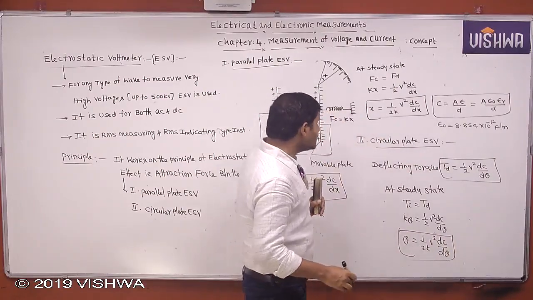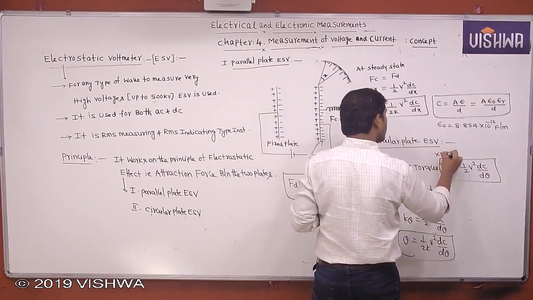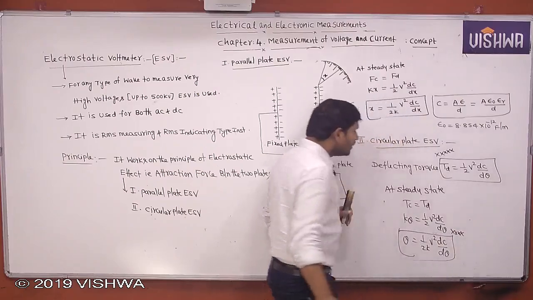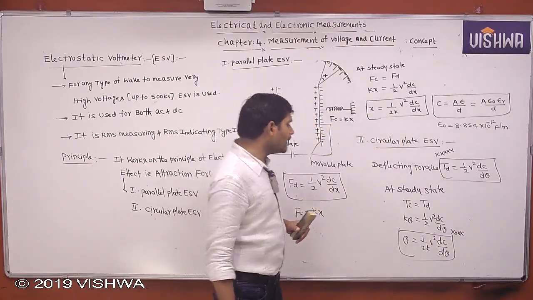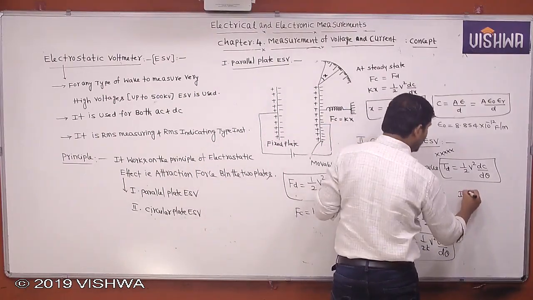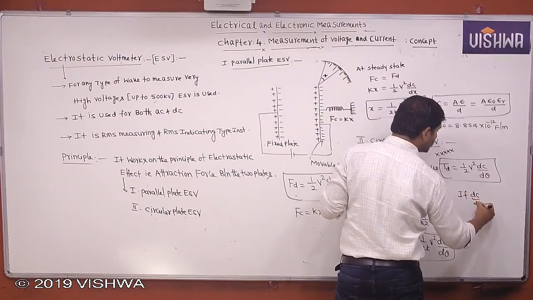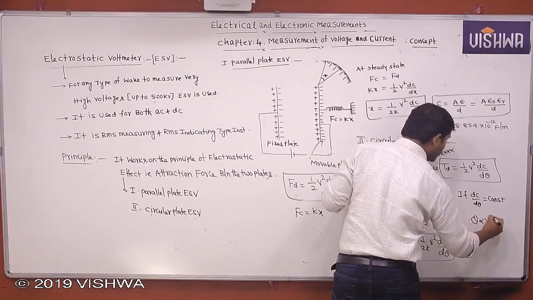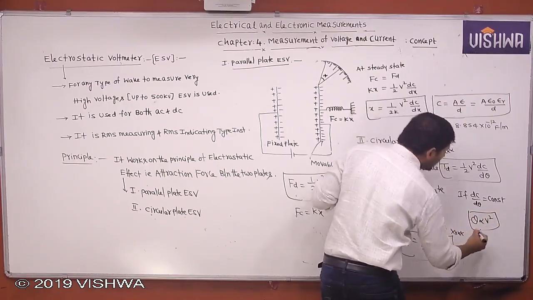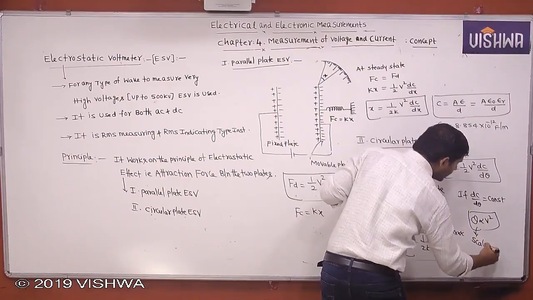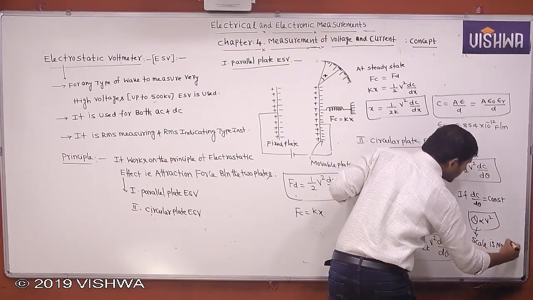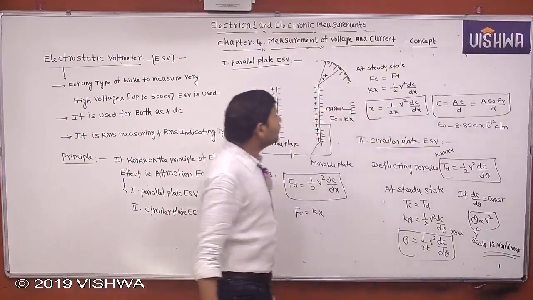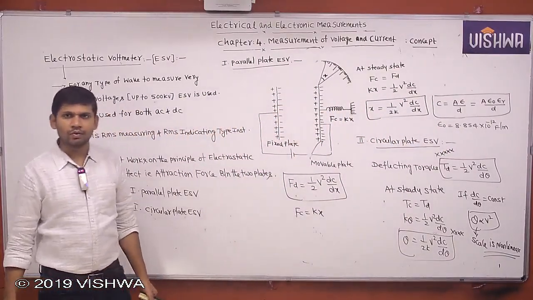Okay, this is important. This formula you remember, and this formula also you remember. Theta equal to 1 by 2k V square and dc by d theta. If dc by d theta equal to constant, then theta is proportional to V square. Then in electrostatic voltmeter also scale is non-linear. Okay, this is about circular plate electrostatic voltmeters.